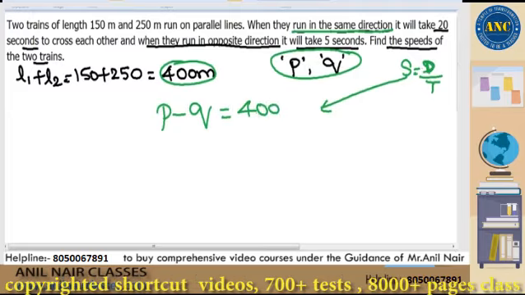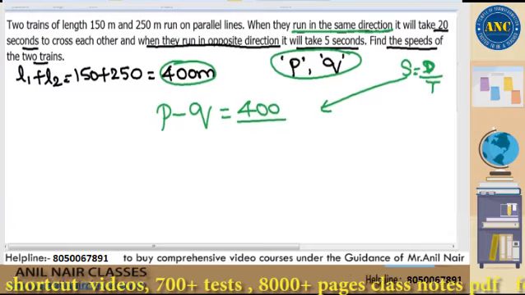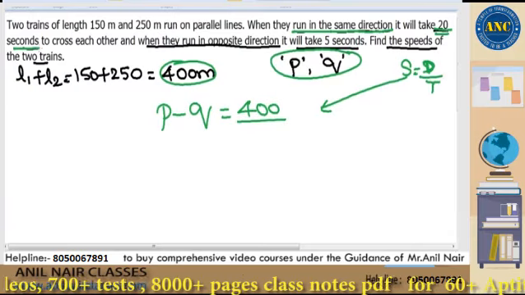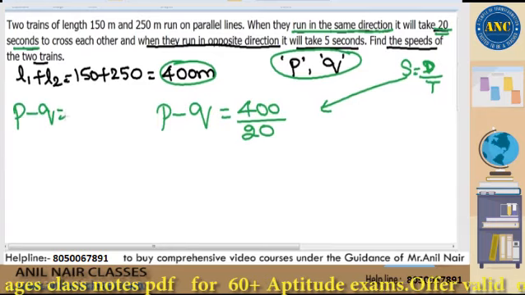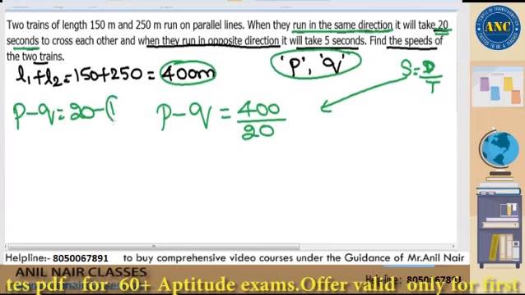It is 400. Time: when they run in the same direction, how much time will it take? 20 seconds. So P minus Q is nothing but 400 by 20, it is 20. This is the first equation.